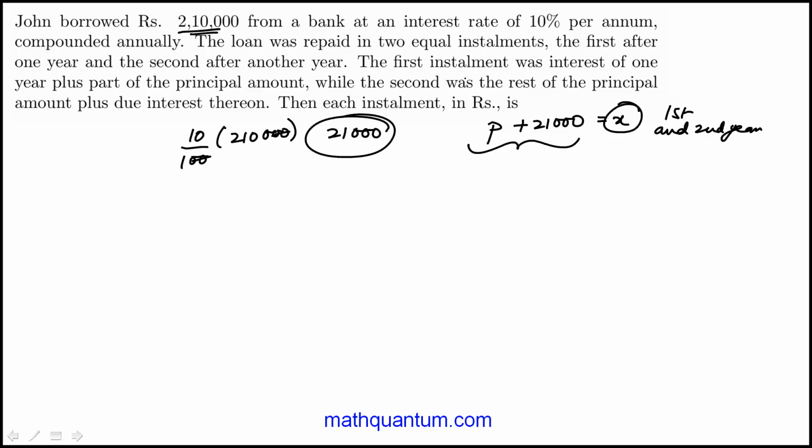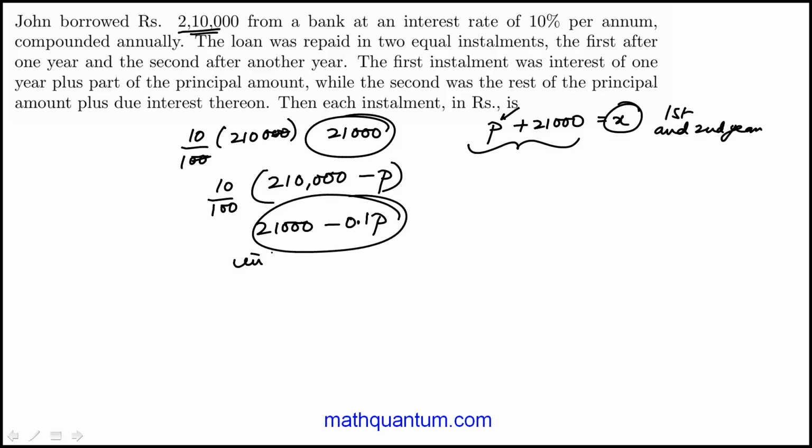Now in the second year, you've already paid P rupees towards the principal. So your new principal is 210,000 minus P, and you'd be paying 10% interest on that. And if you write this, the interest would be 21,000 minus 0.1 P. So that's just the interest.